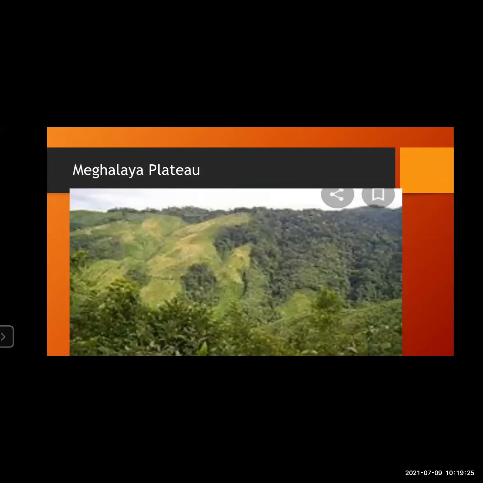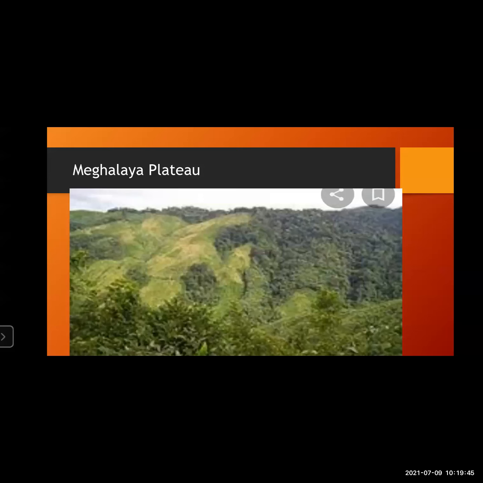And what example is given over here of the block mountain? See, the Meghalaya Plateau, which is given in your textbook, is the example of a block mountain. You can see here the block-like structures are there. So the Meghalaya Plateau is the example of a block mountain.